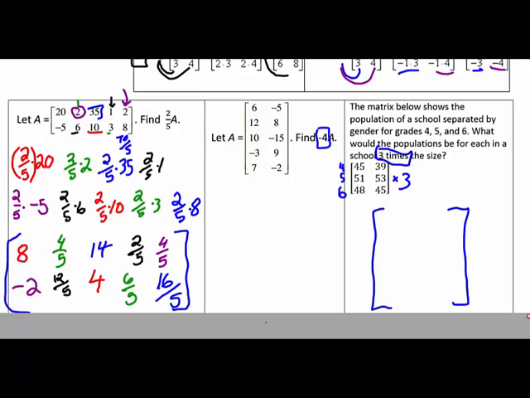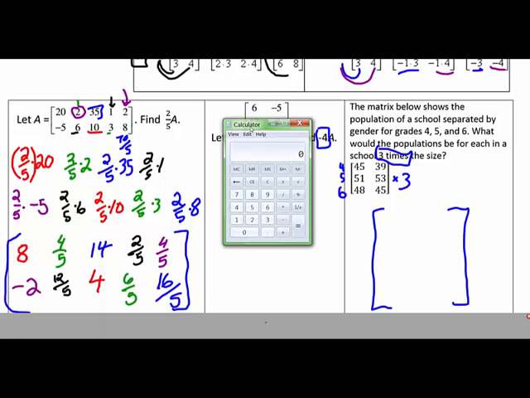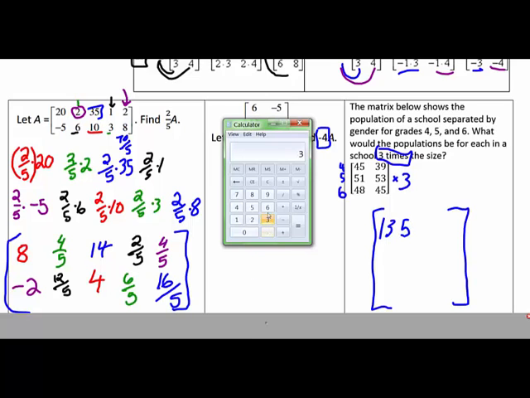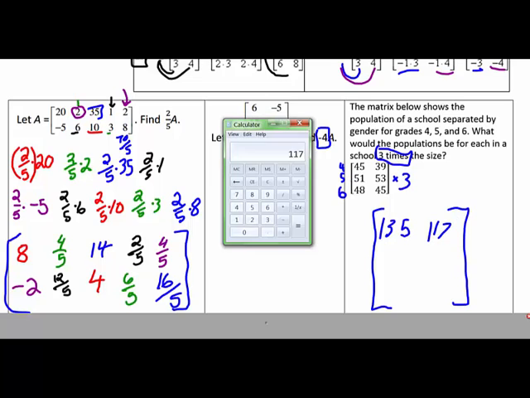Why isn't it launching? Where's my calculator? Although really for this one I don't need a fancy dancy calculator, I just need a quick one like this. So here we go, 45 times 3, 135. 39 times 3, 117. This is all we're doing. We're just taking each number and making it 3 times the size.